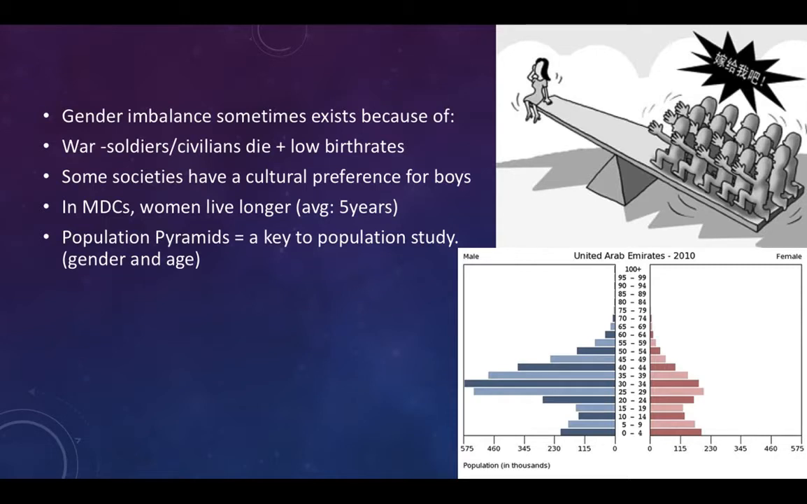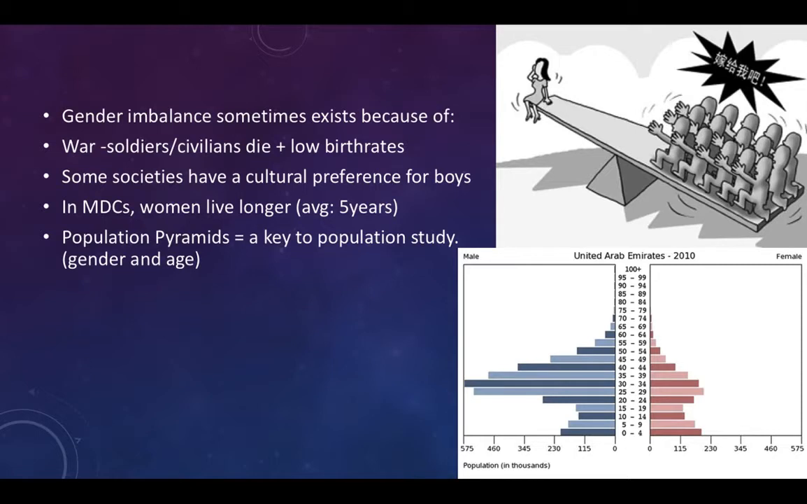Some societies have a cultural preference for boys over girls. We saw that with the one-child policy in China when that was active. You saw infanticide, where they would kill baby girls, or they would be put in orphanages and up for adoption. So in China today, in my generation, there are a lot more men than there are women.